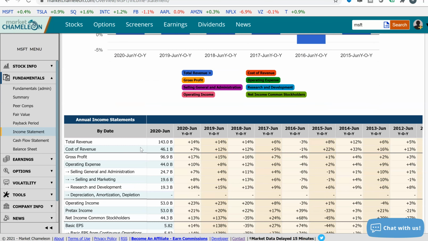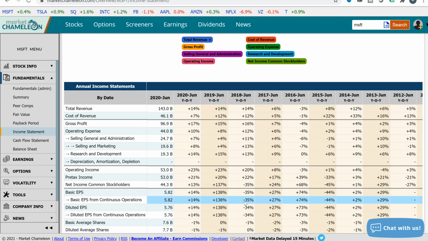But let's come down here to the table and see it in this table format. So total revenue from 2019 to 2020 grew 14%. From 2018 to 2019 grew 14%. So in the last 3 years, it's kind of been stable, grown at 14% year over year, which has been increasing if we start comparing it to earlier years like 2017, 2016, 2015.